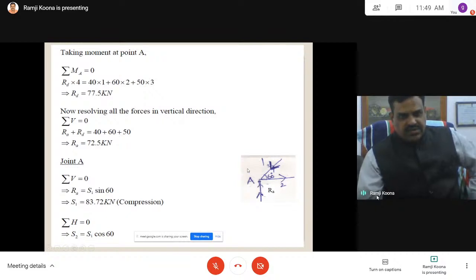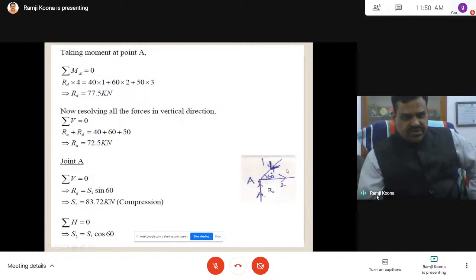Now let us consider joint A. See, the choice is yours. I have shown why I have given two directions, but finally I confine to this. Initially you can start with anything, the choice is yours, but the blue one is the final direction. S1 and S2, and these are the reactions. By this time it is a known quantity. Now the unknowns are S1 and S2.